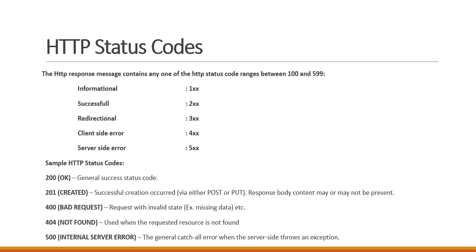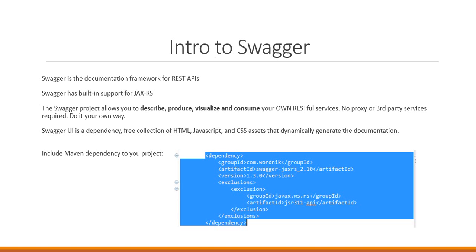This is the sample format for HTTP status codes. 1xx are related to informational, 2xx to successful, 3xx to redirection, 4xx to client-side errors, 5xx to server-side errors. Sample HTTP codes I have listed here: 200 means OK, 201 means created, 400 means bad request, 404 not found, 500 means internal server error.